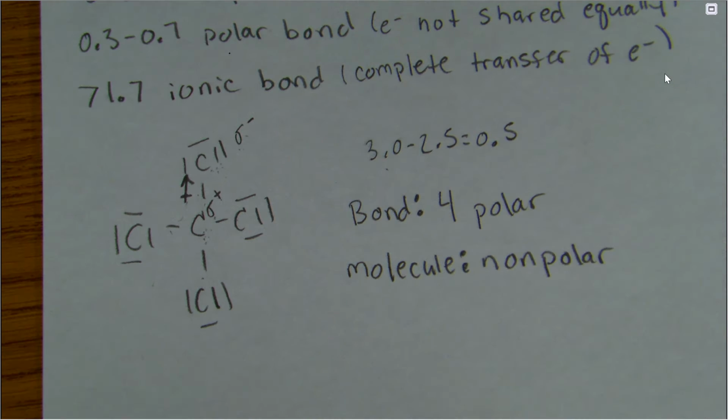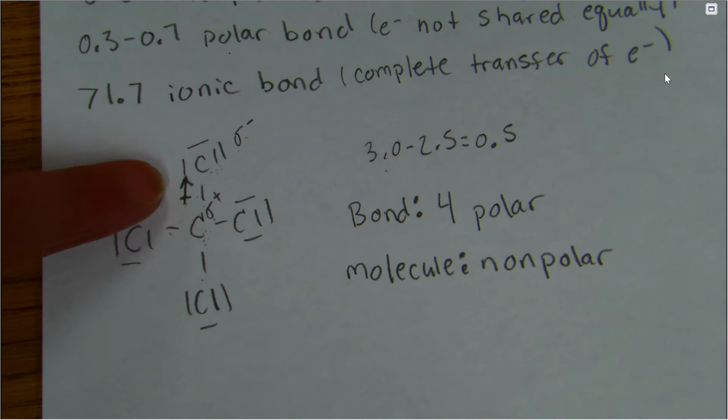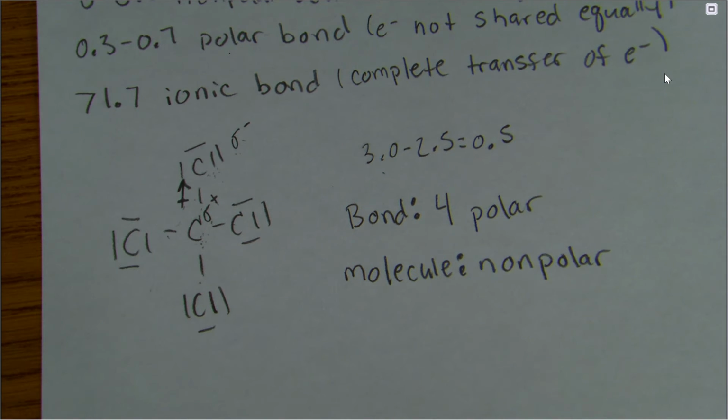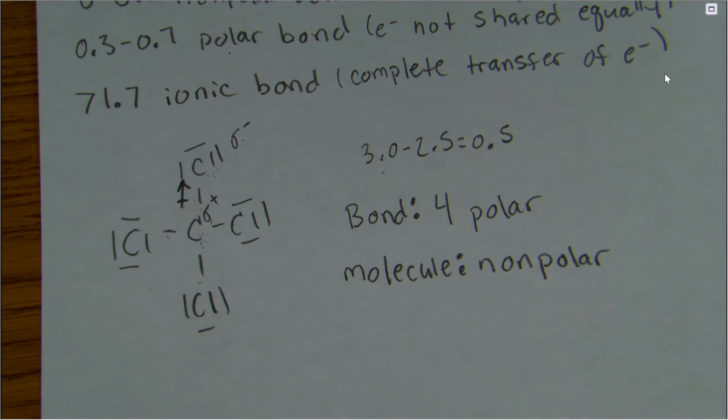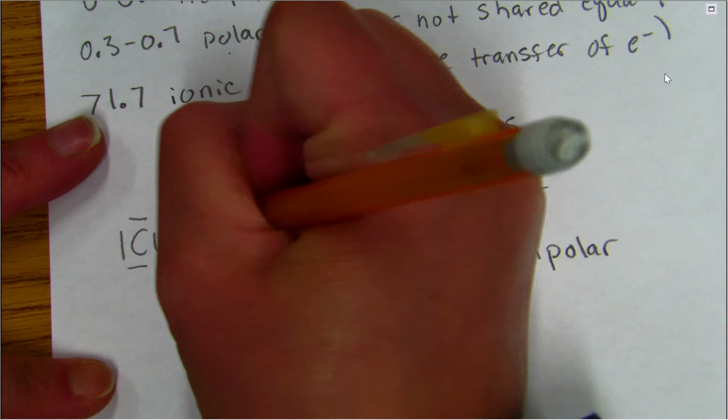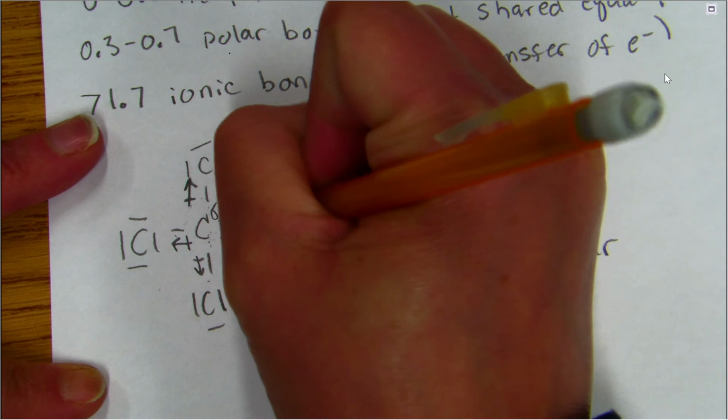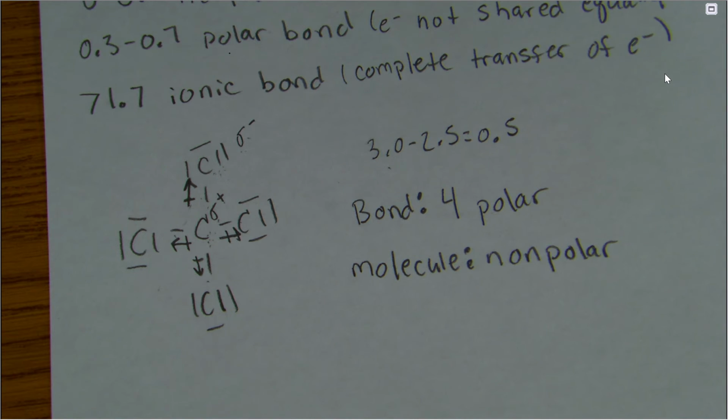So it is possible to have polar bonds, but a molecule itself that is nonpolar. Why is that? These chlorines, the dipoles cancel out. So essentially, each one of these bonds has a dipole, okay?